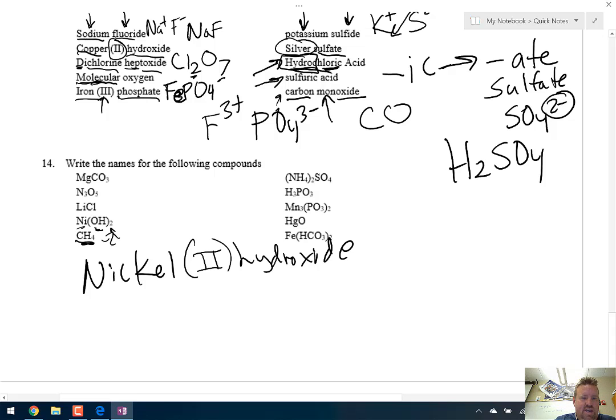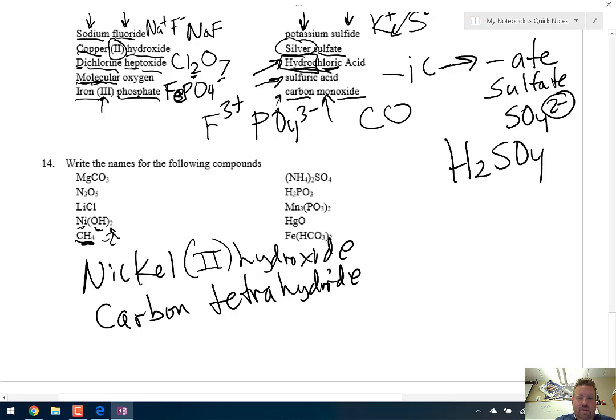Okay, the next one, CH4. From what we've learned in class, because they're both nonmetals, we're going to call that carbon tetrahydride. Someday when you take organic chemistry, you're going to learn that the more common name of that is methane. Again, not something that you need to know now, but you will hear that. That is one of the main gases in natural gas, and very, very commonly found in different gases that we use in our real life.